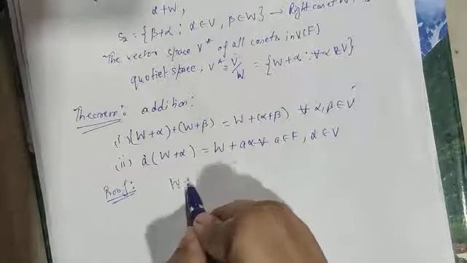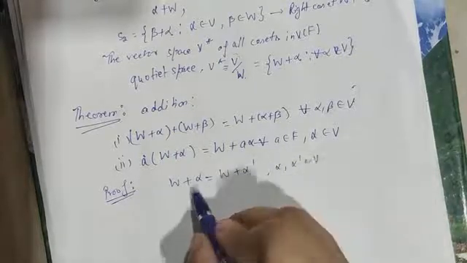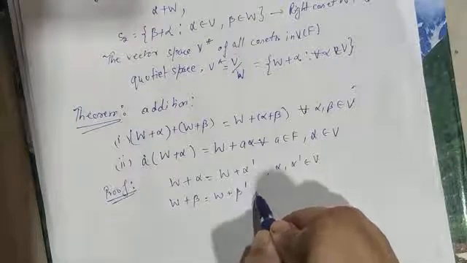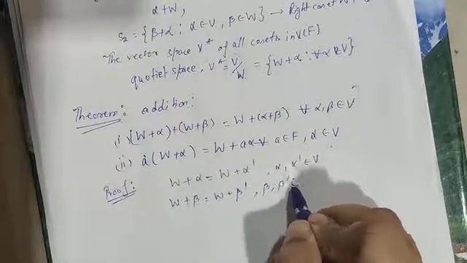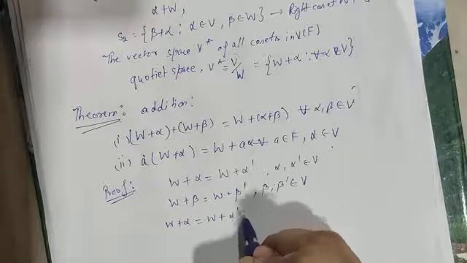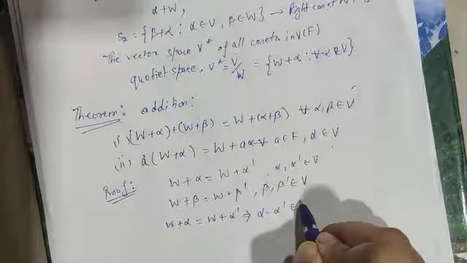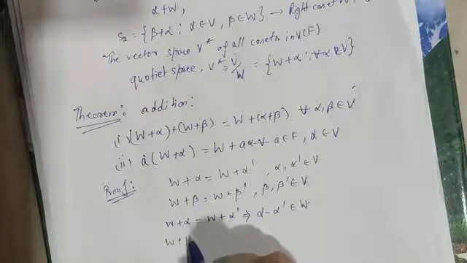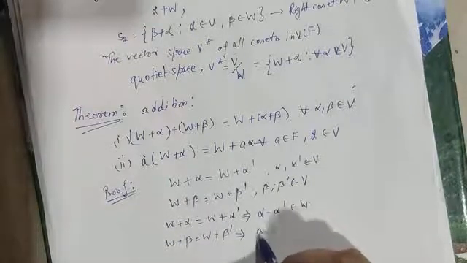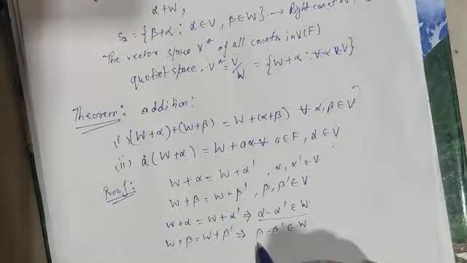Now for this, we know that W plus alpha equal to W plus alpha dash for alpha, alpha dash belongs to V, and W plus beta equal to W plus beta dash for beta, beta dash belongs to V. Now W plus alpha equal to W plus alpha dash implies alpha minus alpha dash belongs to W. In the same way, W plus beta equal to W plus beta dash implies beta minus beta dash belongs to W. So here we have this belongs to W and this belongs to W.